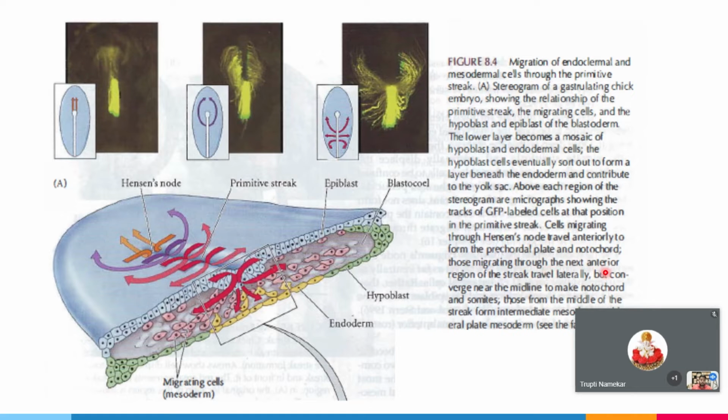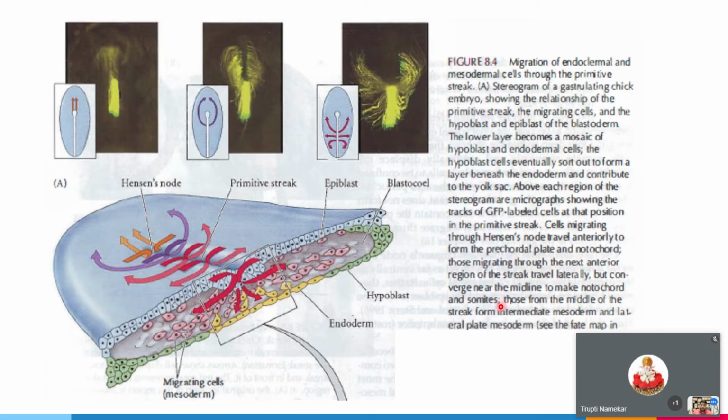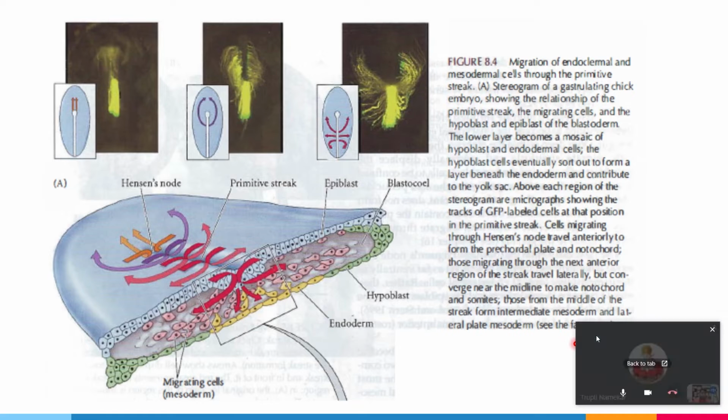Those migrating through the next anterior region of the streak travel laterally but converge near the middle to make the notochord and the somite. The somite is the structure which gives rise to the muscles and the bones of our spinal cord, the vertebral column. Those from the middle of the streak form the intermediate mesoderm and the lateral mesoderm. These are the various structures formed by the migrating cells, and here we can appreciate that the node is in this position of the primitive streak. This is what the location of the node determines for us.